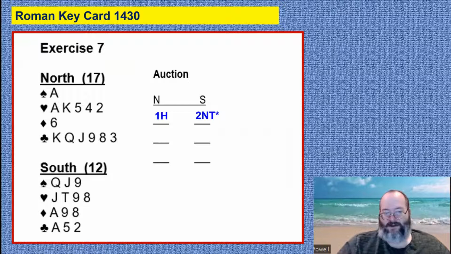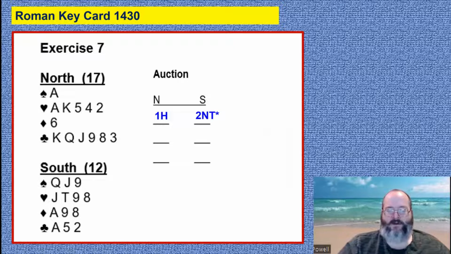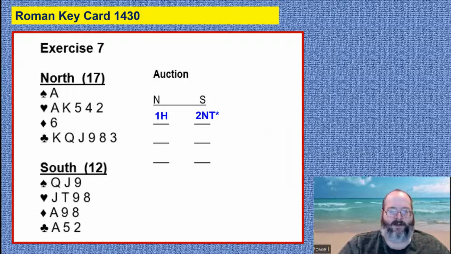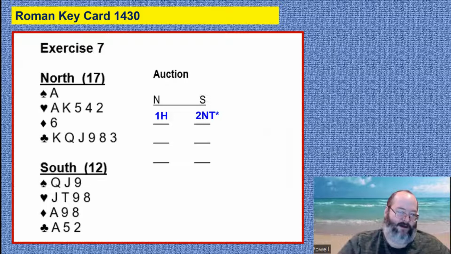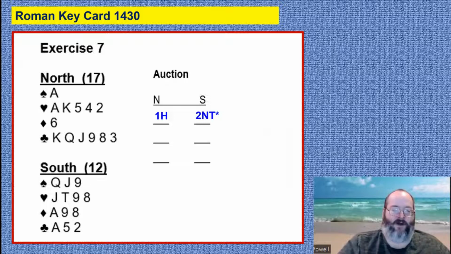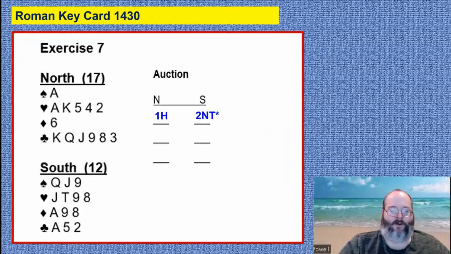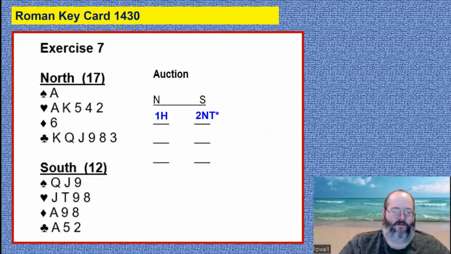Would you pass with the north hand? I mean, you've got a great hand. What do you need to know from the north hand in order to be in slam? You need to locate the ace of diamonds. You need to locate the ace of clubs. And if you found both of those, you'd like to know who has the queen of hearts, right? So you're looking for 2 key cards and the queen of trump.